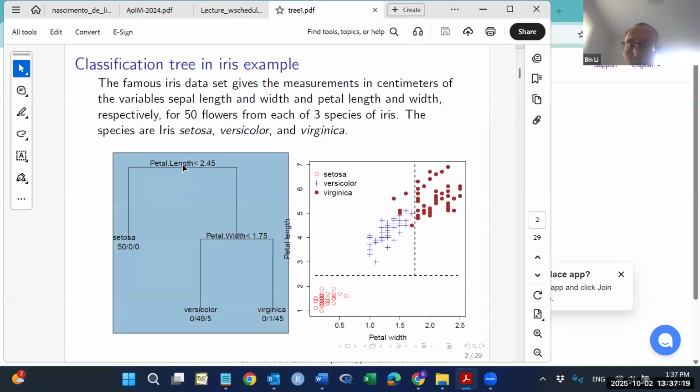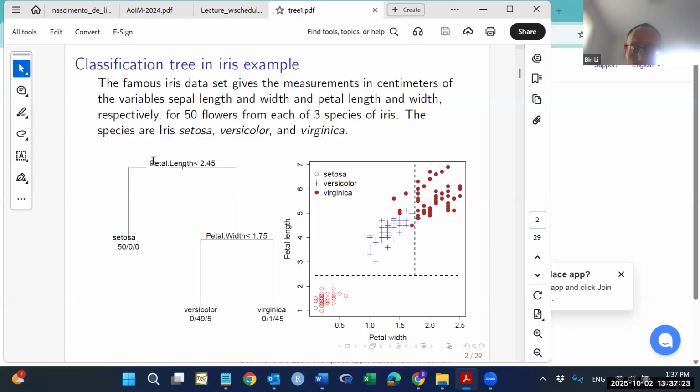Of course, this is one type of tree diagram, and we will see some different types. So start from the top. We call that the root. The root contains all the samples in the data set. And then it starts with the splitting. That's the root splitting. We use the petal length to do the split.